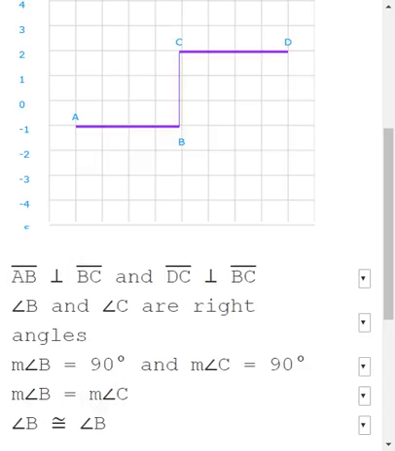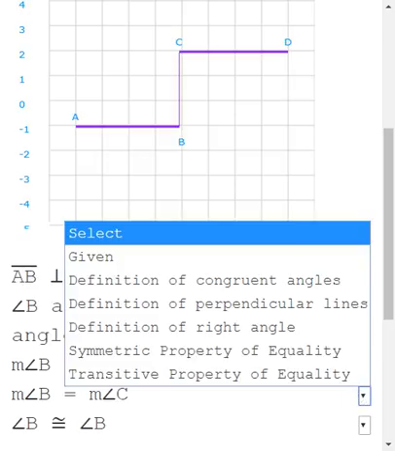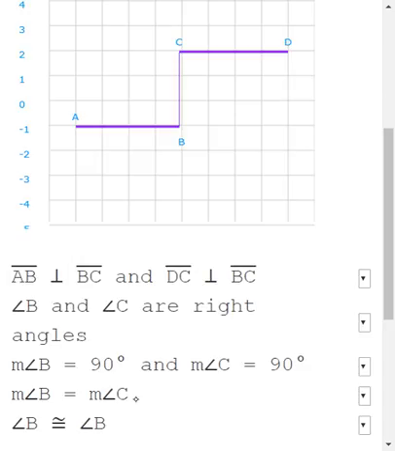Next step. If B is equal to 90, C is also equal to 90 degrees, then the measure of these two angles must be equal. Which of these properties says that if B equals 90 and 90 equals C, then B equals C? So think about that.